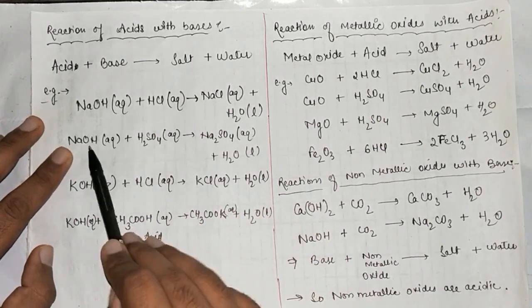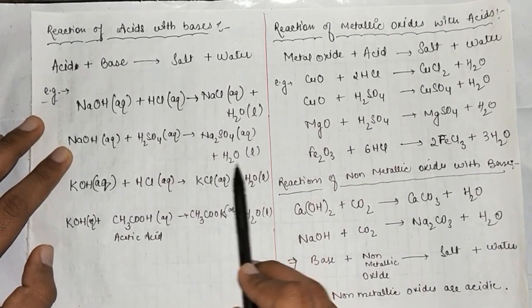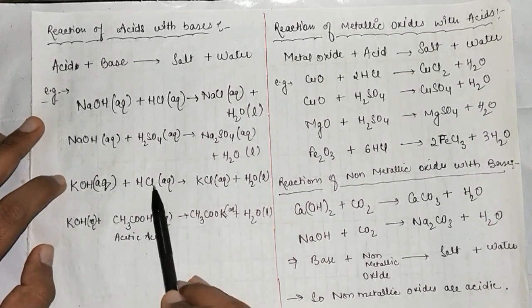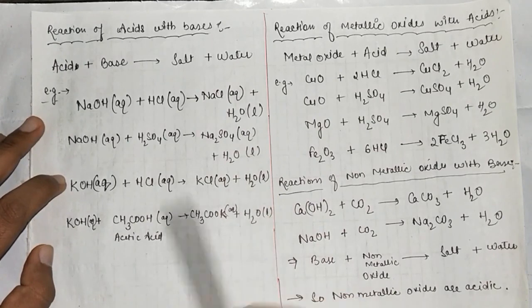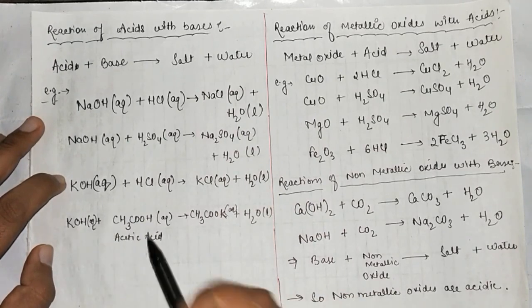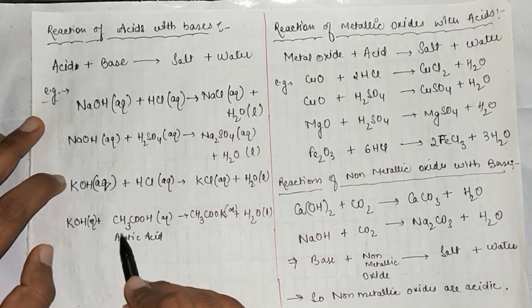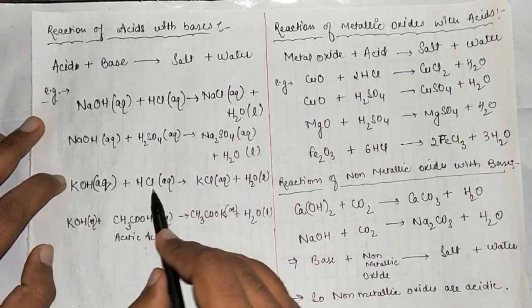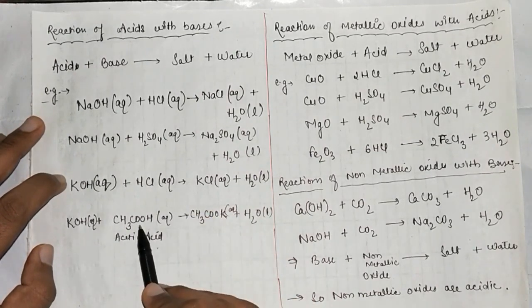NaOH, H2SO4: base, acid, forming Na2SO4 and H2O. KOH, a base, plus HCl, an acid, form KCl and H2O. KOH plus CH3COOH, which is called acetic acid. This is hydrochloric acid, this is sulfuric acid, this is acetic acid.